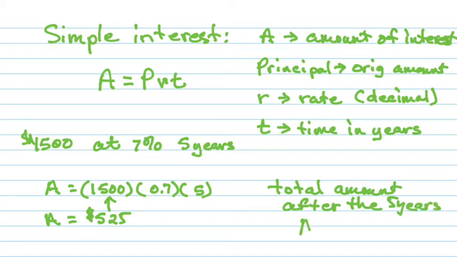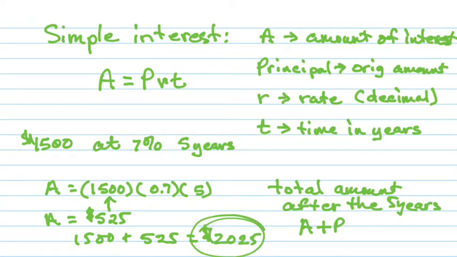It's just the amount of interest plus the principal. So we had $1,500 plus the $525 we earned gives us $2,025 at the end of our 5 years. So be prepared to add that back in to get a total amount. This just tells you how much interest you're earning. There's no way to find both of them at the same time. Okay? So find out how much interest you're earning, and then you can find out the rest.